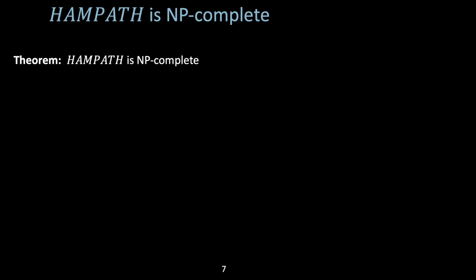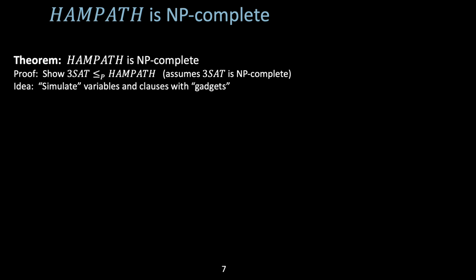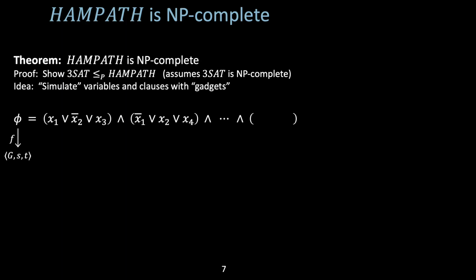HAMPath is NP-complete. Next, we're going to show that 3-SAT polytime reduces to HAMPath. So we already believe that 3-SAT is NP-complete. I skipped the one from SAT to 3-SAT, but it's all good. And I mentioned before that we're going to simulate variables and clauses with this idea of gadgets. I'm going to go a little bit fast, but the idea is that I have my 3CNF formula, and then I'm going to map it down to G.